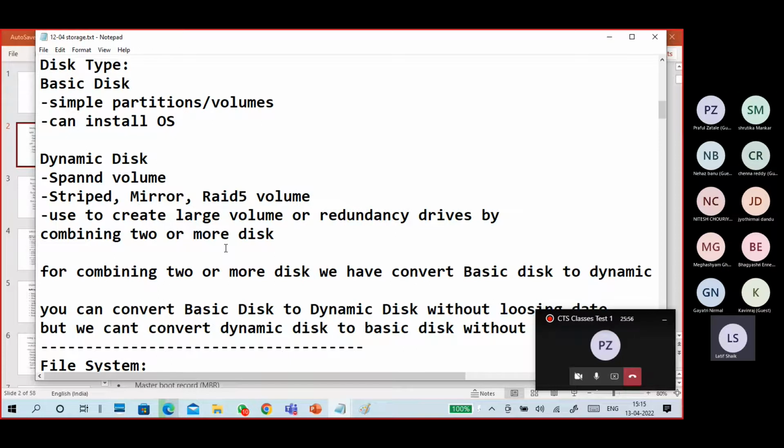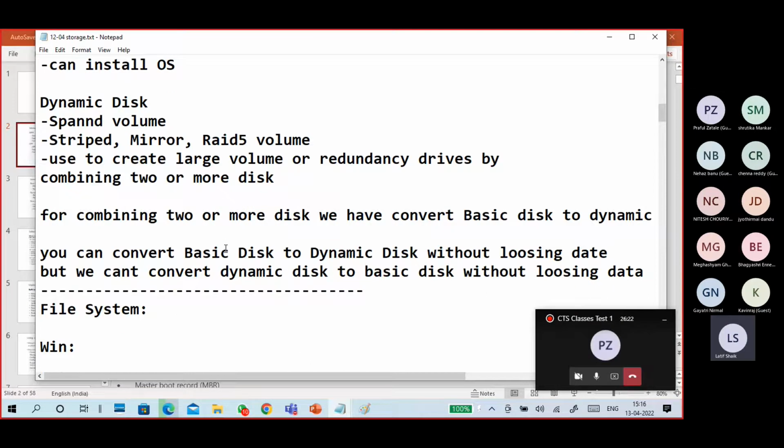So we can convert a basic disk to a dynamic disk to create volumes like a spanned volume, striped volume, mirror volume, and RAID-5 volume. So if we want to combine two or more disks to become a single volume, the disk must be a dynamic disk. You can convert basic to dynamic disk.